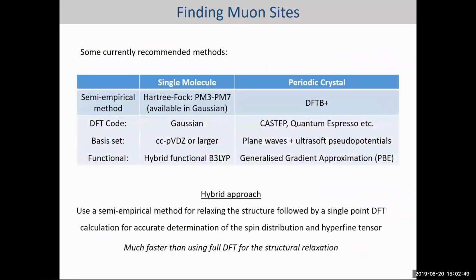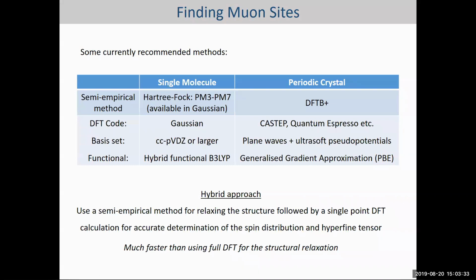So we've tried some different methods, and these are the ones that can be recommended on the basis of what we have experience with. In the case of a single molecule, you use a semi-empirical method such as PM3 to PM7, which are all available in Gaussian, and then use a reasonable basis set and hybrid functionals. For the periodic crystal case, you have to use a different type of code. So the DFTB+ that Leandro mentioned yesterday is a good starting point. And then again, you have to do the DFT calculation to get reliable hyperfine tensors. So in that case, you want to use something like CASTEP or Quantum ESPRESSO.